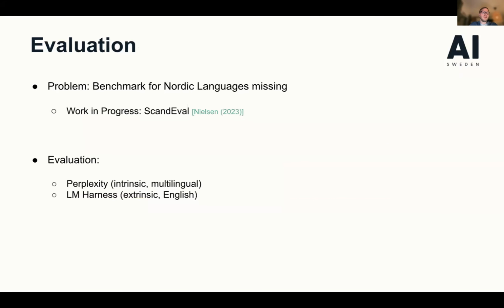Evaluation. Unfortunately, benchmarks for the Nordic languages are missing. Our Danish colleagues are working on this. They are working on something called ScandEval. So hopefully in the near future, we will have benchmarks for the Nordic languages. But for now, we can only do evaluation in terms of perplexity, so intrinsically in a multilingual setting, and we can of course use LM harness because our model was also trained on English. And I'm going to show you a few results.